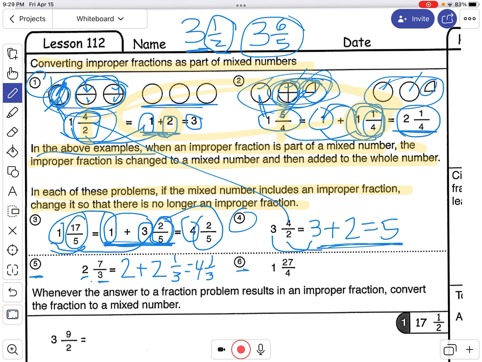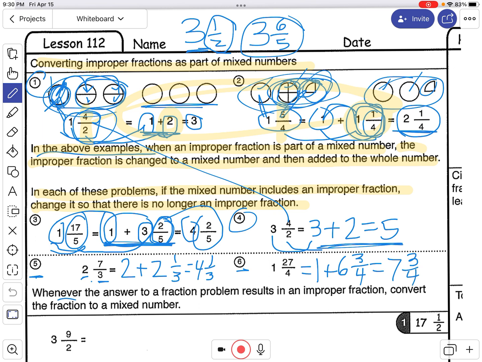Did you get it right? Fix it if you didn't. Okay, and then the next one, you got to put an equal sign in there. They forgot the equal sign. 1 is equal to 1 plus 27 fourths. Woo, that's a lot. So 4 times 6 is 24. So 24 fourths is 6 wholes. And then you have 3 fourths left over. 24, 25, 26, 27. 3 left. And when you put those together, you get 7 3/4.